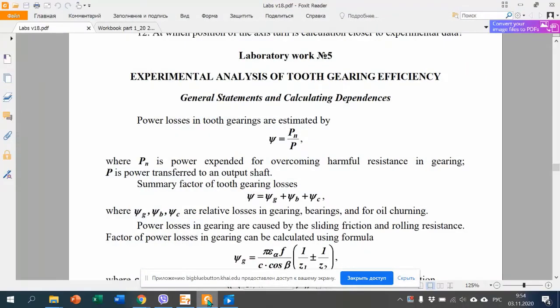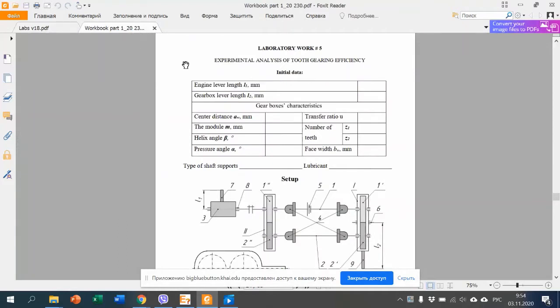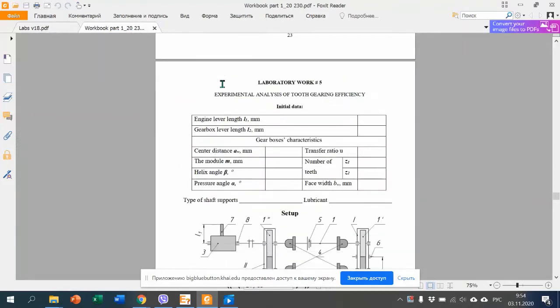So today we make laboratory work number 5. The workbook, it is page number 24.